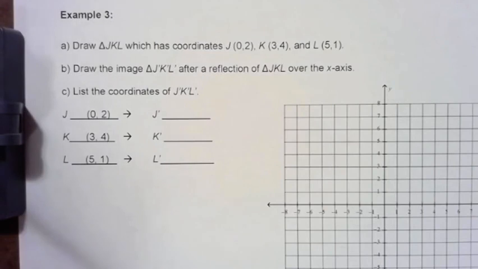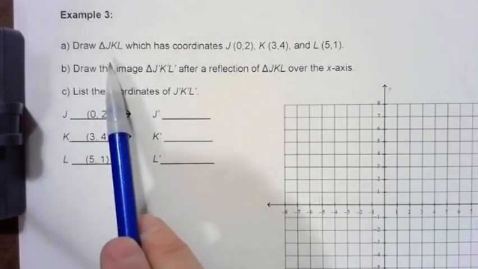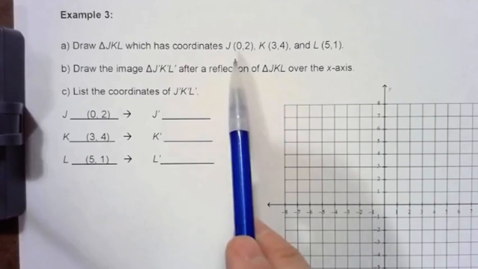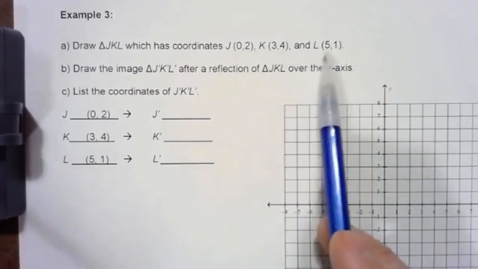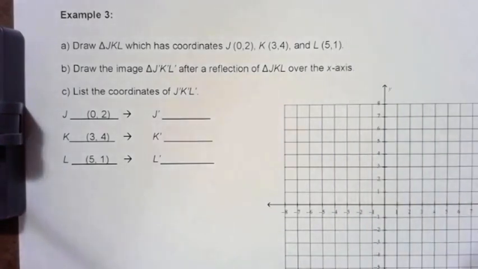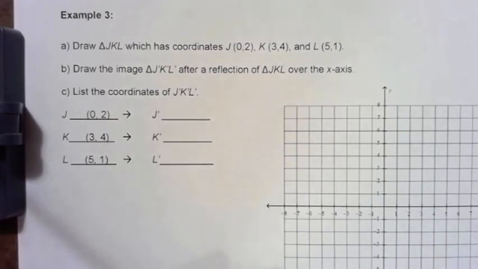In our next example, we're going to have some practice with reflections over the x-axis and the y-axis. What we're going to do is start by drawing a triangle JKL. The coordinates of J are (0, 2), K is (3, 4), L is (5, 1). So let's go ahead and plot those points. And again, we're going to call them JKL.